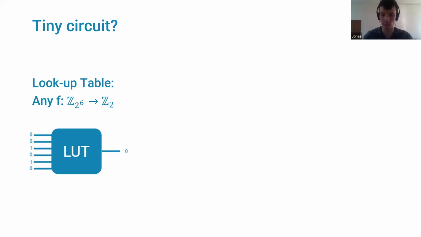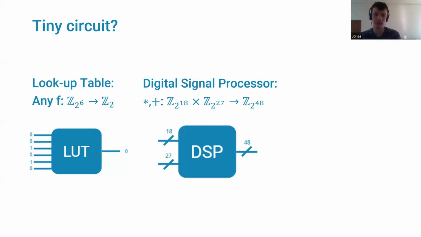The tiny circuit can also be something a little bit larger, a digital signal processor, for example, because in a lot of applications, you want to do some sort of addition or multiplication. And then you're more interested in taking larger inputs than just 6 bits. Then you might take an 18-bit input and a 27-bit input, multiply them together, and get a 48-bit output after doing some additions after the multiplication. That's what a digital signal processor does. It's meant for digital signal processing, because FPGAs are often used for that, but it can be used for all sorts of things. You can also use it for cryptography, for anything where you need multiplications and additions.